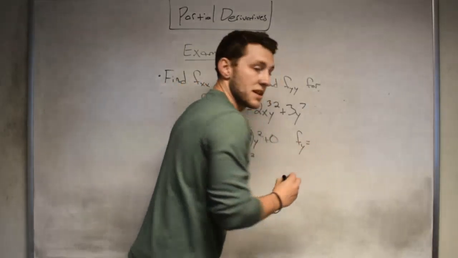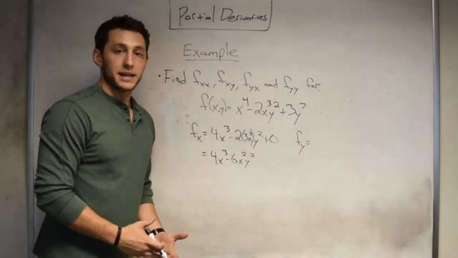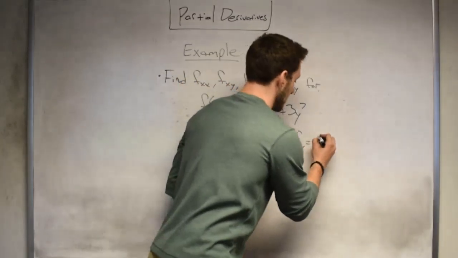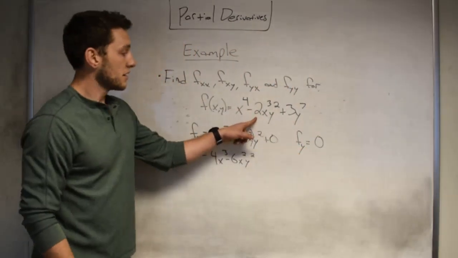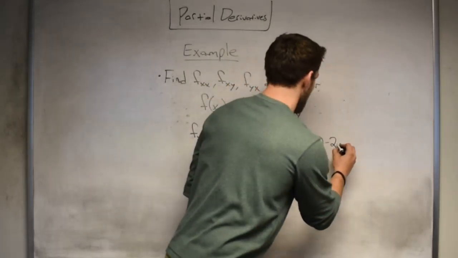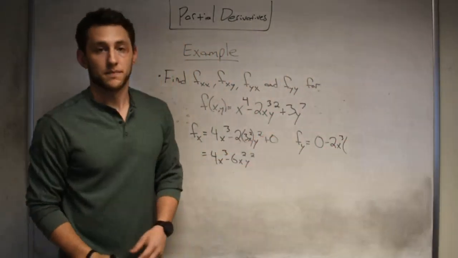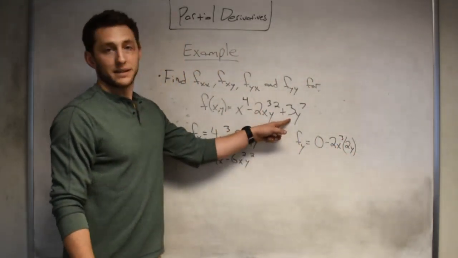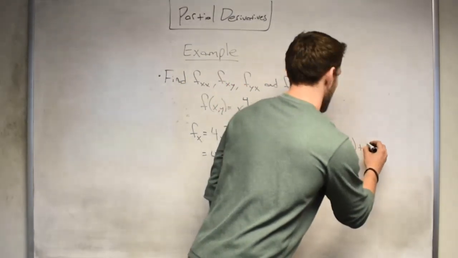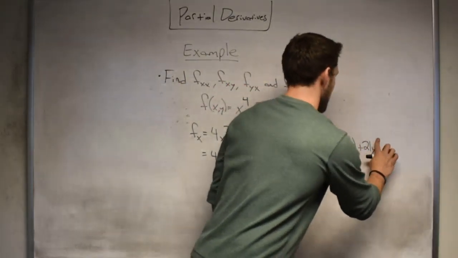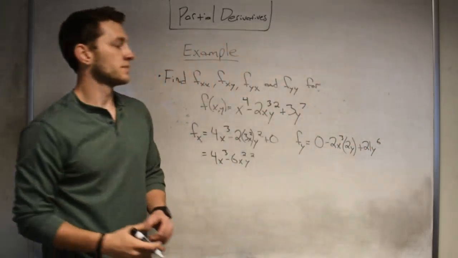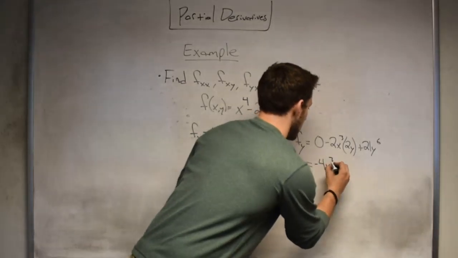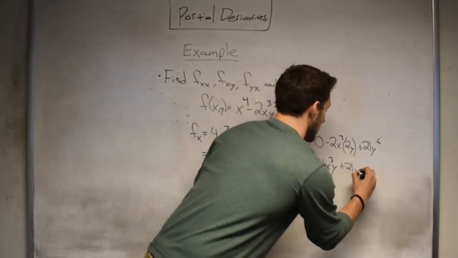F sub y can be found in a similar manner, except you're deriving y and treating x as a constant. X to the 4th does not have a y in it, so therefore that becomes 0. Copy down the non-y terms, so minus 2x cubed, and then derive the y term, times 2y. Last but not least, this one is derived as regular, plus 21y to the 6th. Upon simplifying, we land on negative 4x cubed y plus 21y to the 6th.